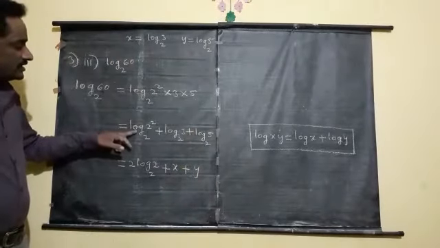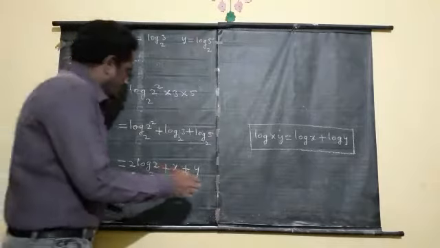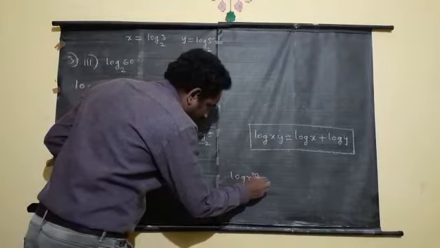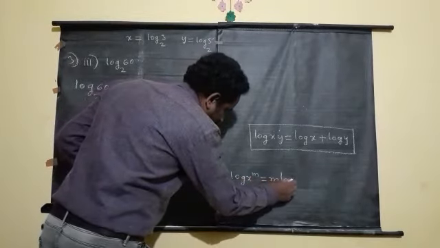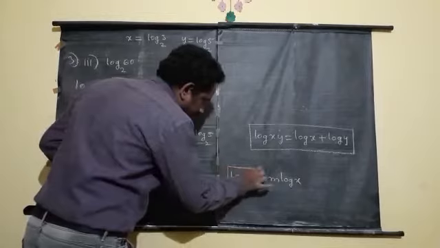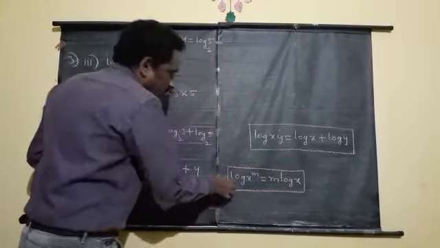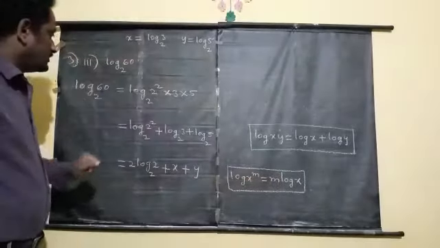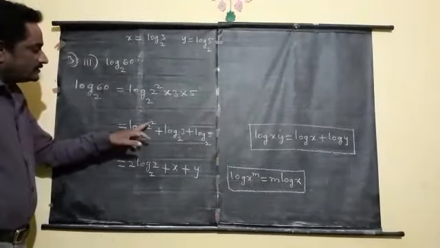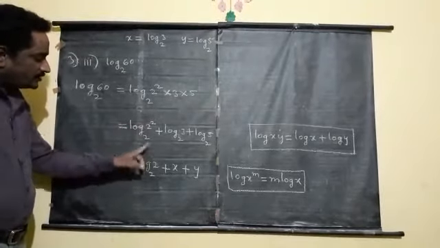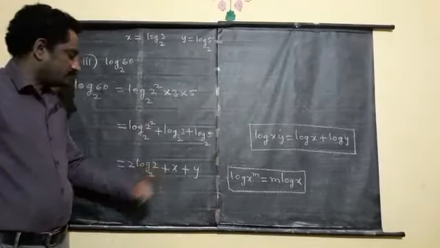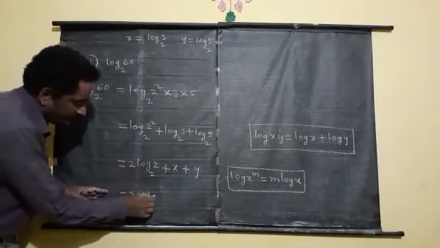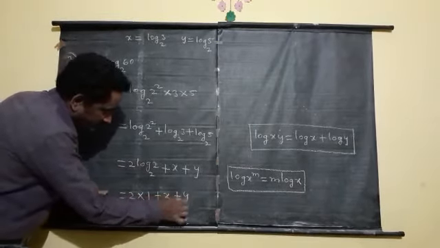See here, from this term to this term, which formula are we applying? Log x to the power of m is equal to m log x. This exponent comes to the left side of the log. According to that, log 2 square is equal to 2 log 2 base 2, plus x plus y. So 2 into log 2 base 2 plus x plus y.